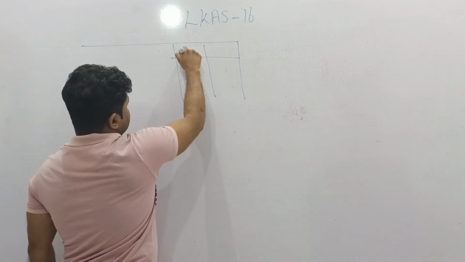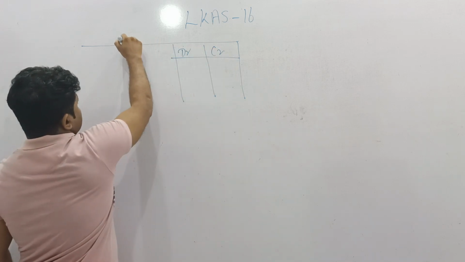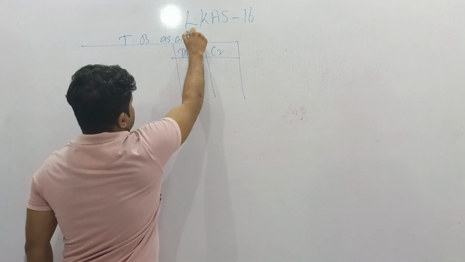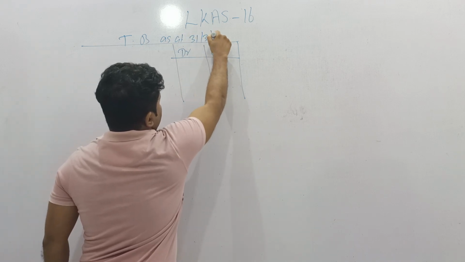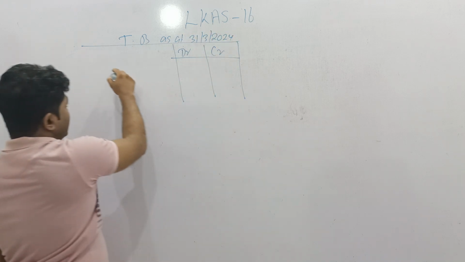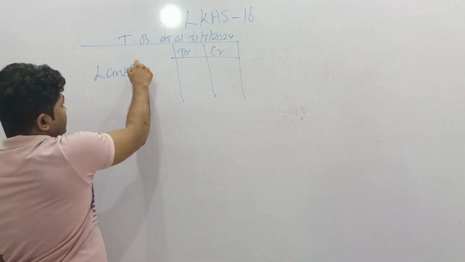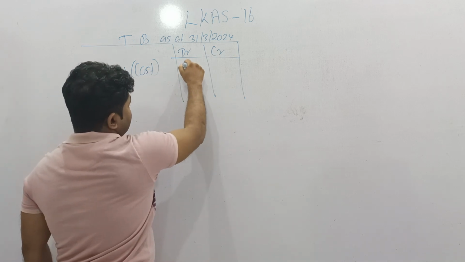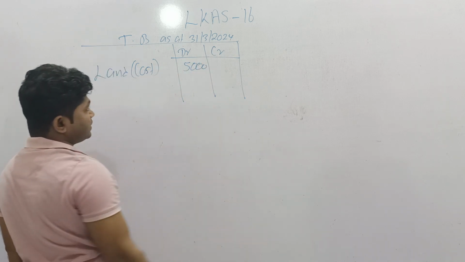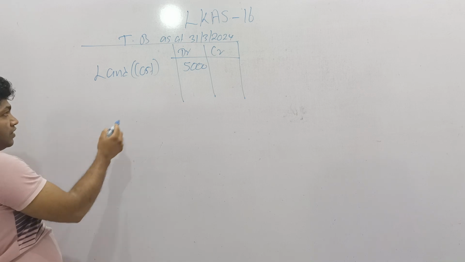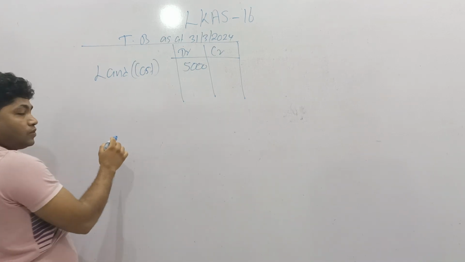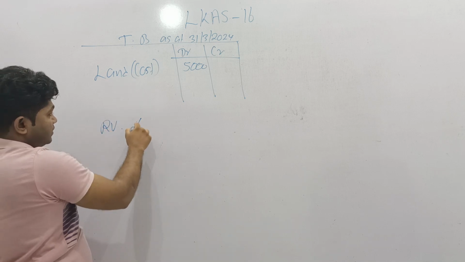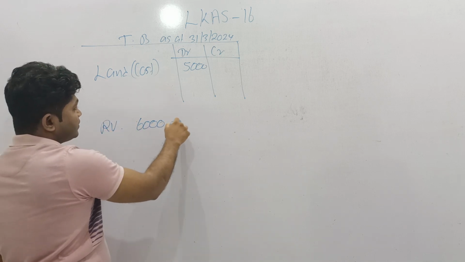This is the trial balance. Think of the trial balance as at 31st March 2024. Land, at its cost value, for example 5000 rupees. Think the land revaluation amount equals 6000 at the end of the accounting period.